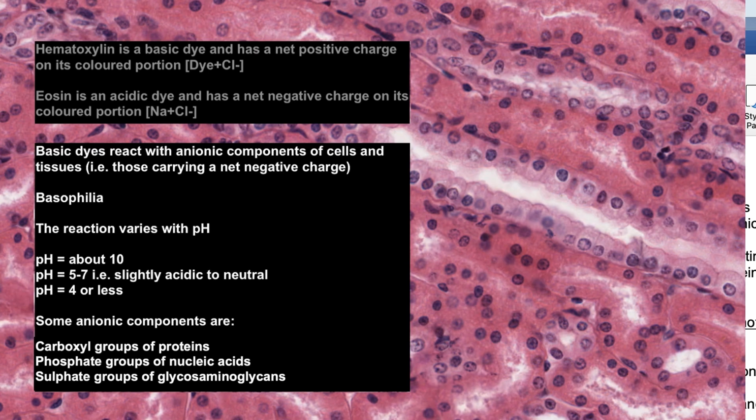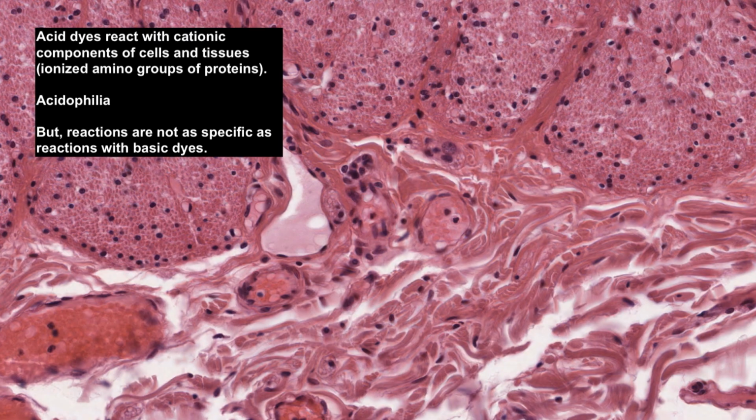Now let's define what we mean by acidophilia. Acid dyes, like eosin, react with the cationic components of cells and tissues, especially ionized amino groups of proteins. So when we look at the cationic components of cells and tissues that react with an acid dye such as eosin, then those components are said to exhibit acidophilia. In the case of reacting with eosin, we sometimes refer to them as being eosinophilic, as well as being acidophilic. One problem, or at least one issue, about acidophilia is the reactions are not as specific as the reactions are with basic dyes such as hematoxylin.